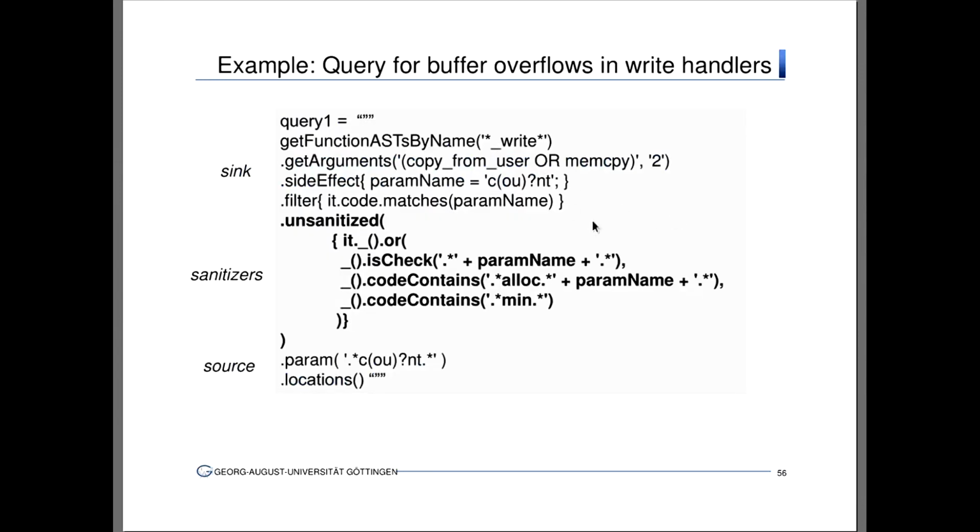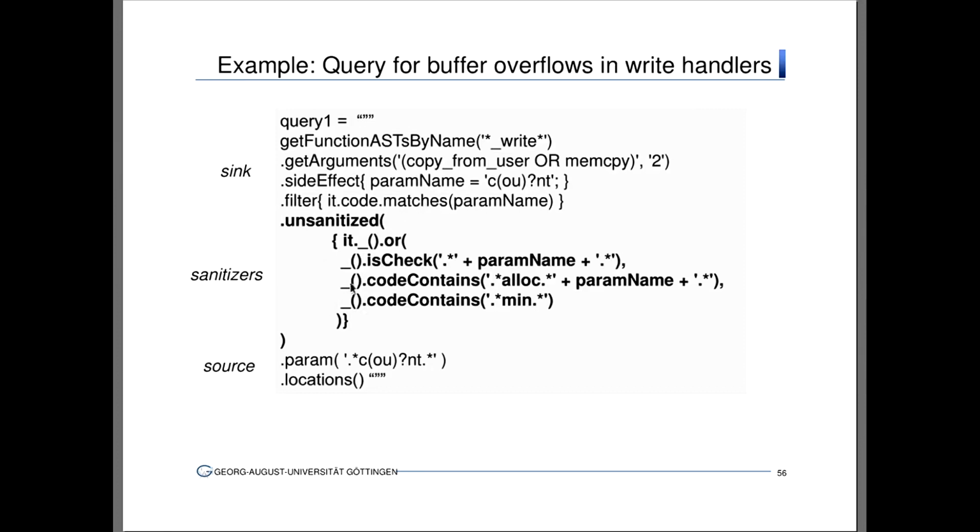So here you see a typical, as we say, taint style query. Here we look for buffer overflows in write handlers. So we start off by characterizing the sinks that we want to reach, like the sensitive operations. So get functions where the name matches write, okay? And from there on, go to the arguments, or ith arguments it is now, and go to calls to copy from user or memcopy, and to their third arguments. Yeah. And now filter those for count, right? Because count is typically something that's a variable you can control in the write handler.